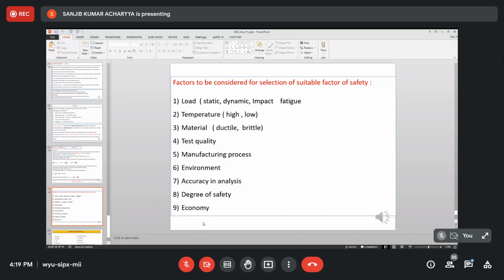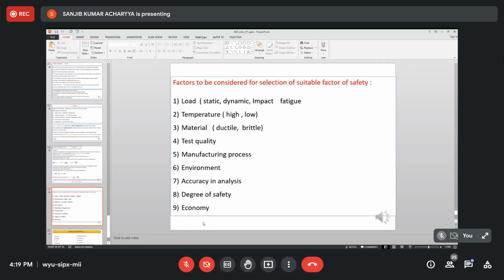Similarly, test quality. If you follow well standard test quality for the material, you can manage with a lower factor of safety. But if you have a lot of uncertainty in your test procedure, then you have to manage by a higher factor of safety. Manufacturing process: the factor of safety matters because material property can be degraded by different manufacturing processes to different levels. Higher the level, higher the factor of safety. Do you agree? Yes, sir.